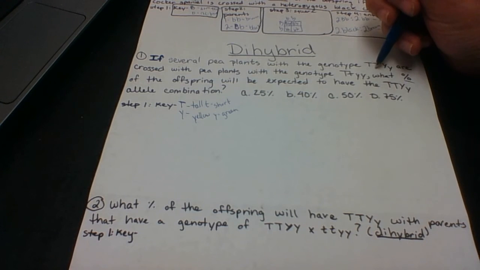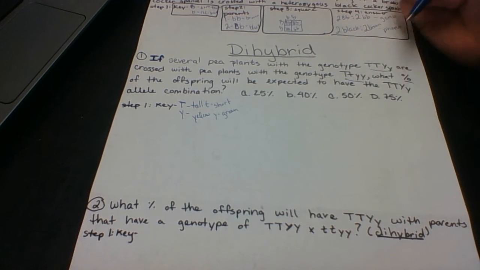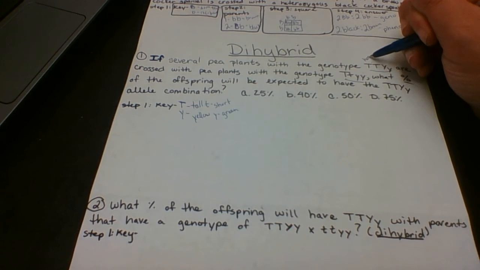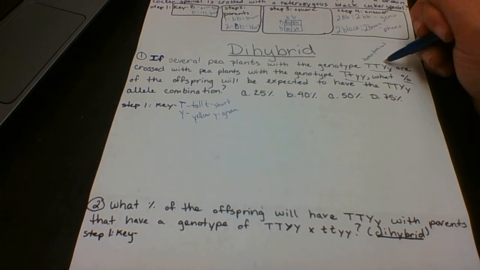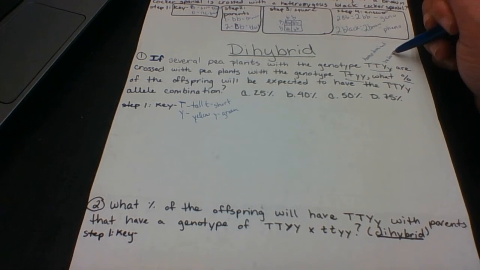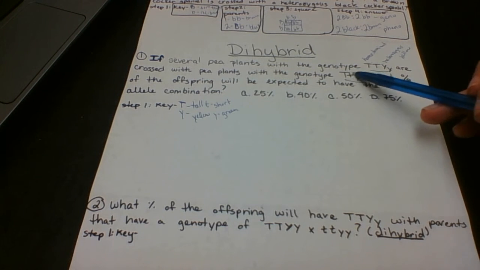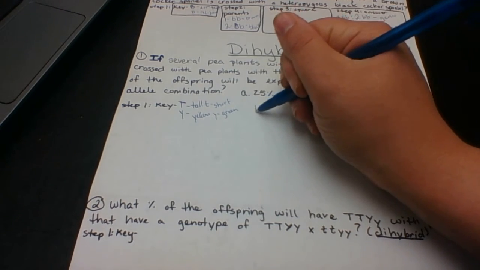So the parents' genotypes here are crossed with the genotype here. They actually give you the parents, which is nice. This would be homozygous dominant and a heterozygous yellow. That's what it would be if they did not give you the parents. This one would be heterozygous tall with homozygous green. Okay, but in this case they just gave you the parents. And in most STAR questions they do give you the parents.